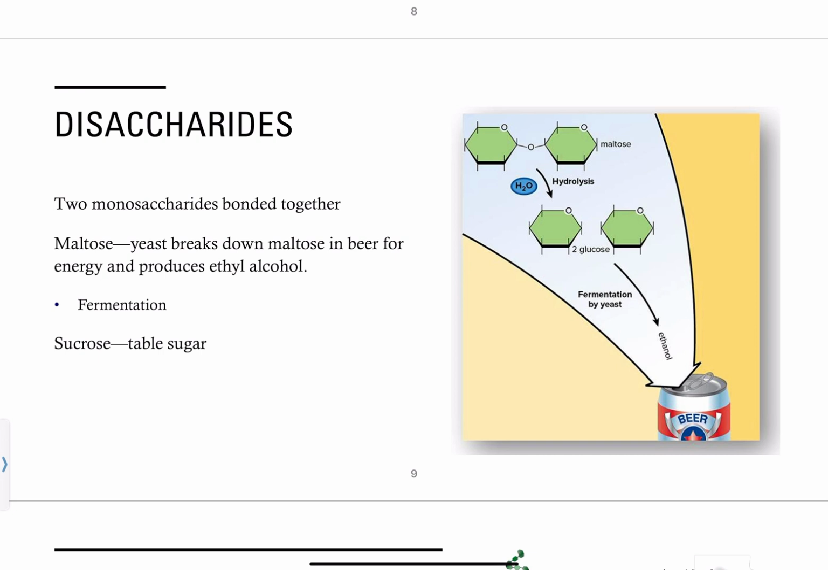We also have sucrose, or table sugar. This is another common disaccharide, and it's formed by bonding glucose to fructose. So it's the kind of sugar that you'll stir in tea or coffee or something like that.